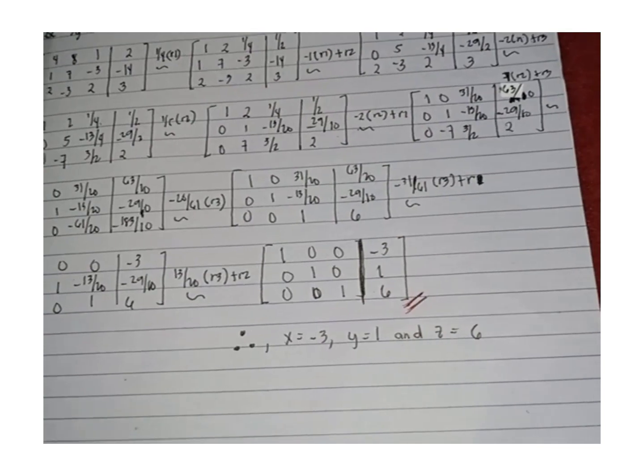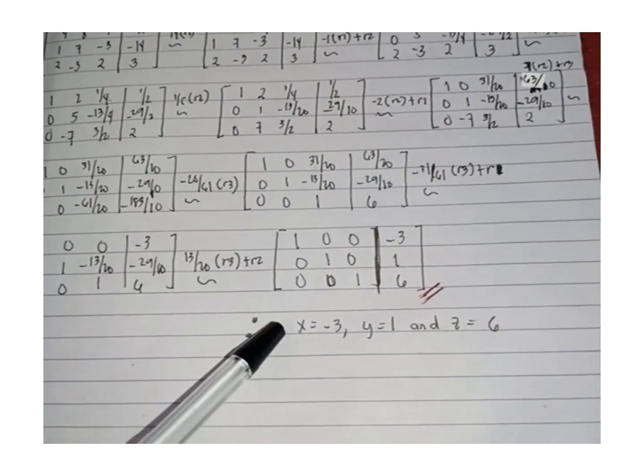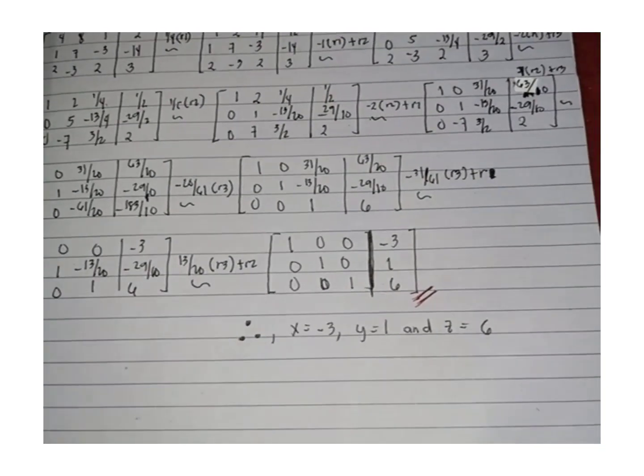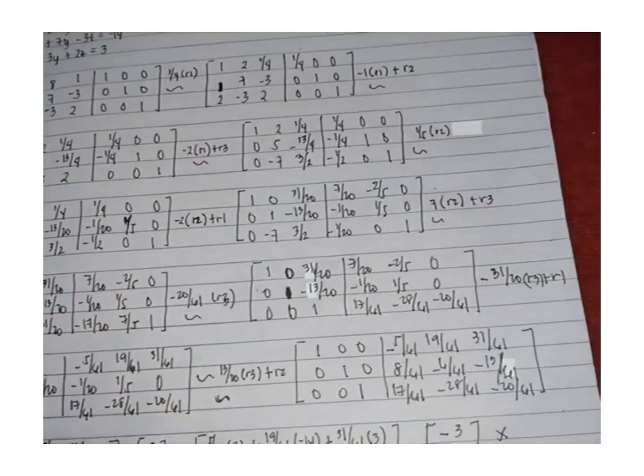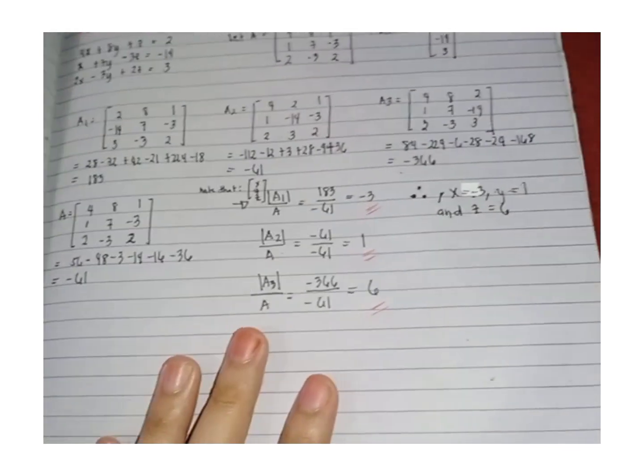So without further ado, this is the value: x is equal to negative 3, y is equal to 1, and z is equal to 6. So now we already found the answer.